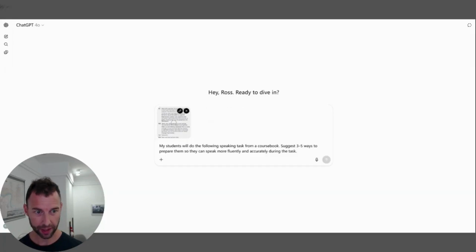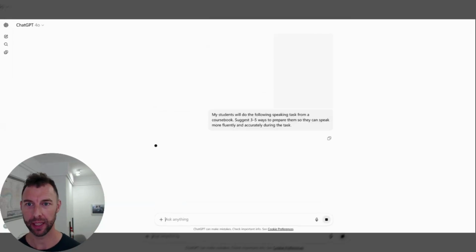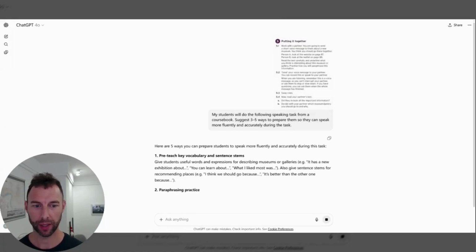And I have just taken a screenshot of a page from a course book. This course book task is about taking some written information about a museum and basically paraphrasing what's on there for a partner. So I'm just going to show that to ChatGPT and we'll see what it comes up with in terms of ideas. Okay, so here are 5 ways.